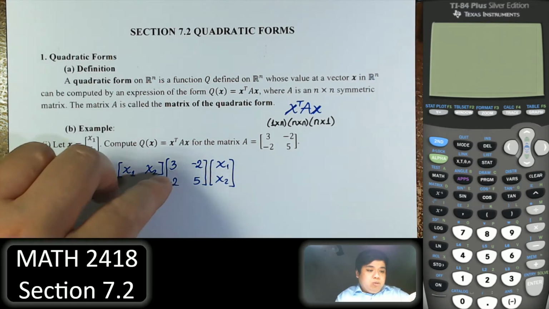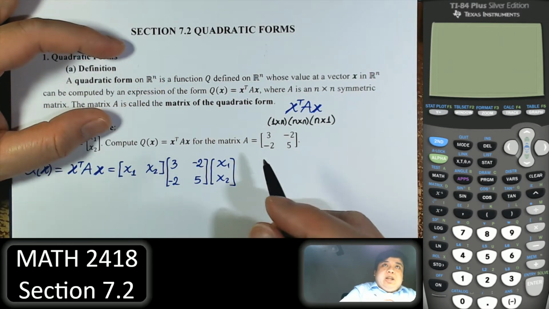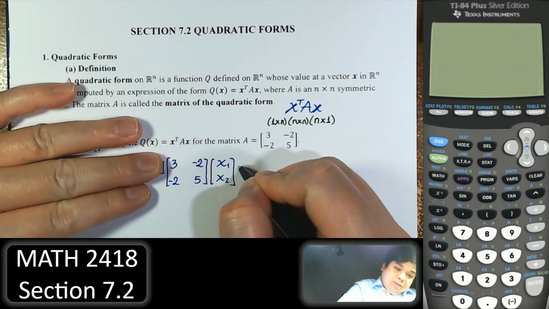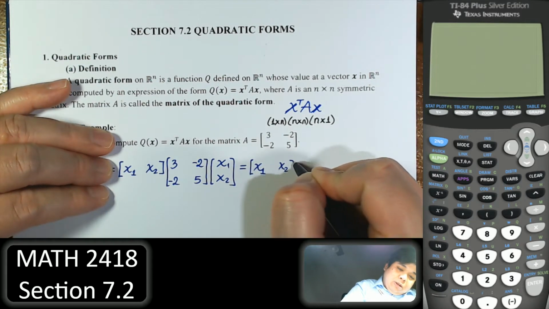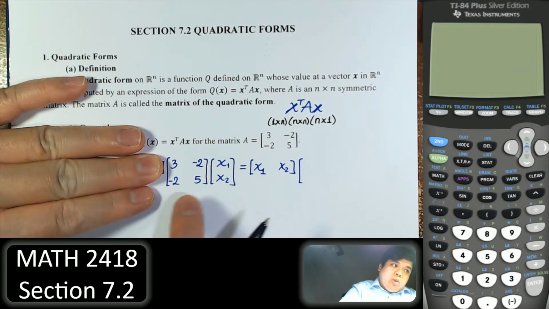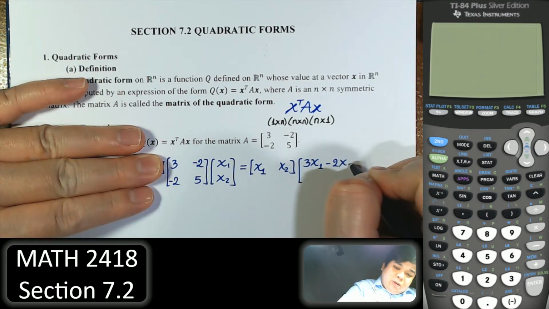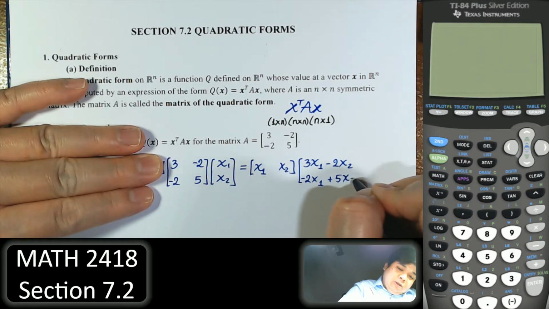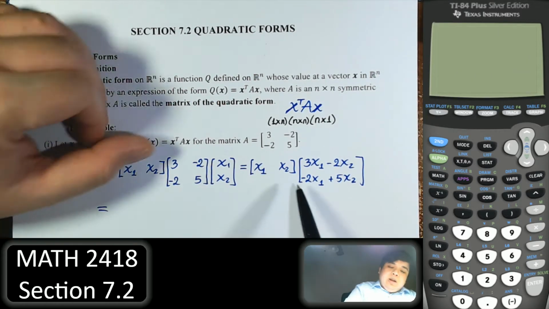So let's multiply this. It doesn't matter because matrix multiplication is associative, so we can just take any two. Let's just do this one first. So I have x1, x2. Multiply these two together: 2 by 2 times 2 by 1, so we're going to have a 2 by 1. So 3x1 minus 2x2, minus 2x1 plus 5x2. And multiply that out.